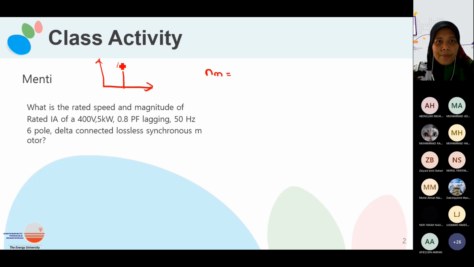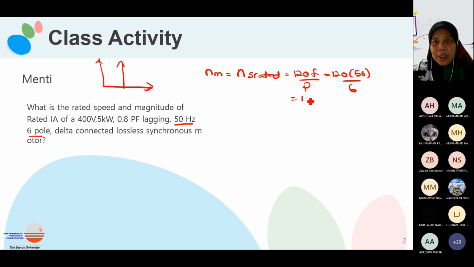120. Nm is Ns rated, equal to 120 times the frequency over number of poles. Okay, so the frequency given here is 50 Hertz and the number of poles is 6. So 120 times 50 Hertz over 6. So its speed is 1000 RPM. Because the speed of the motor is equal to the synchronous speed, there is only one speed, because it is a straight line like this for the synchronous motor. Okay, this is the first value.